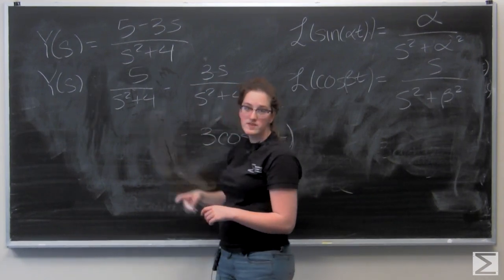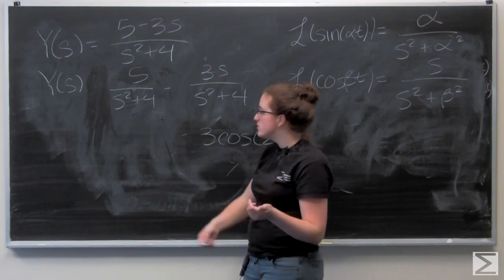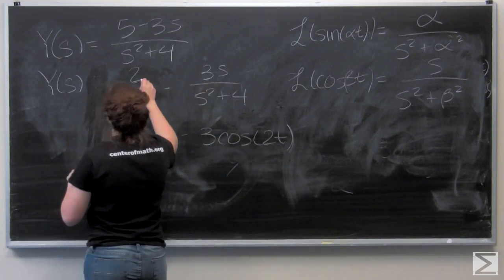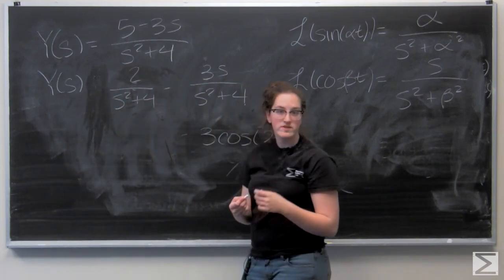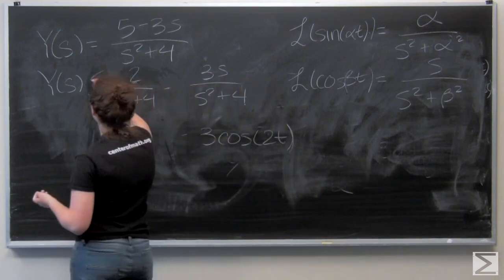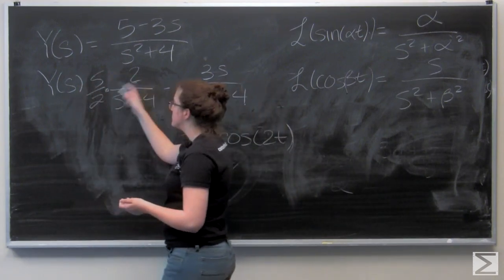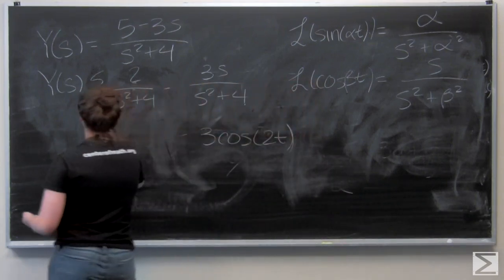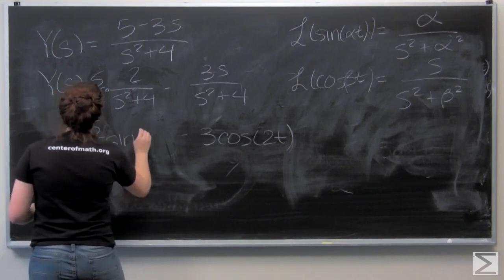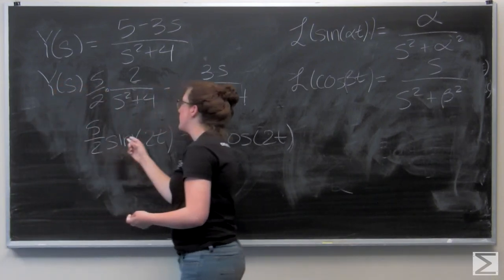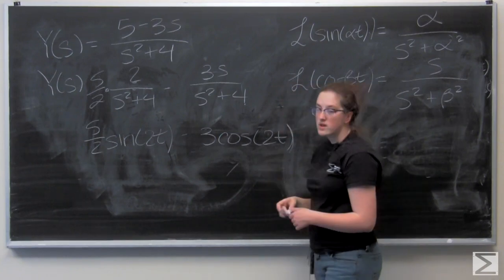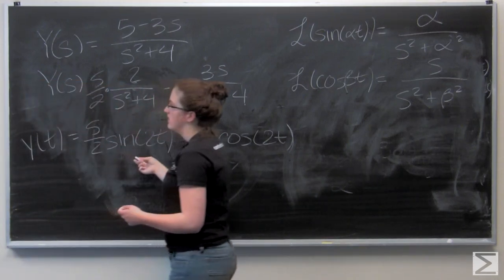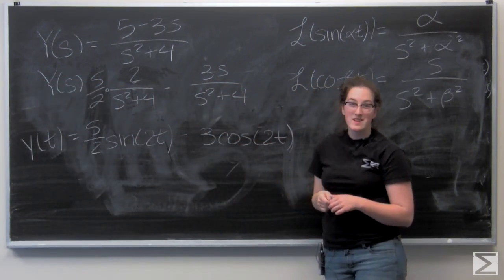And then for this one, I'm almost there. I want the numerator of the fraction to be 2 because here I've got a 4. So I can put a 2 on top, but I need to multiply by something so that the numerator is still 5. I'm going to choose 5 halves. Right, so when I multiply, I actually get 5. That makes it a little easier to take the inverse Laplace transform. I got 5 halves sine of 2t minus 3 cosine of 2t, and that is my function y of t that satisfies that given second order equation.